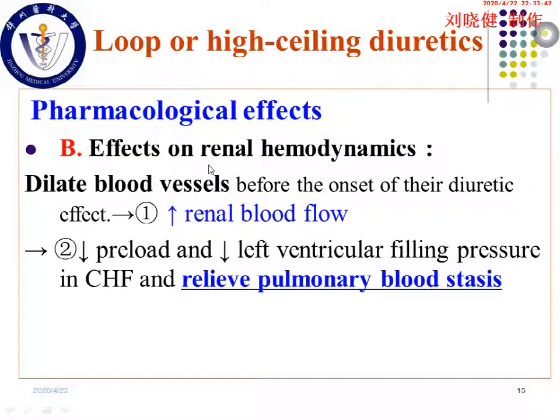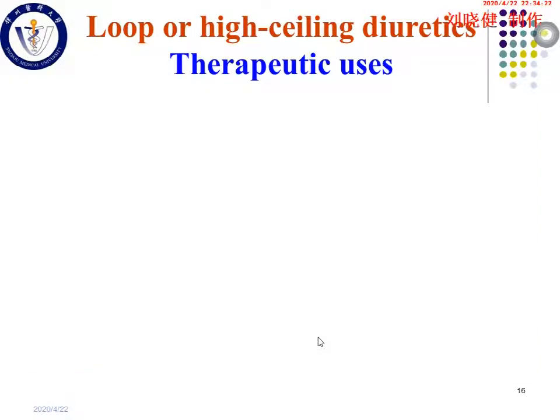Next, the pharmacological effect caused by loop or high-ceiling diuretics is the effect on renal hemodynamics. Because they dilate blood vessels before the onset of their diuretic effects, they can increase renal blood flow and decrease preload and left ventricular filling pressure in congestive heart failure. So it has significance in relieving pulmonary blood stasis. This is the effect on the hemodynamics of the kidney. It is useful in the treatment of pulmonary edema.